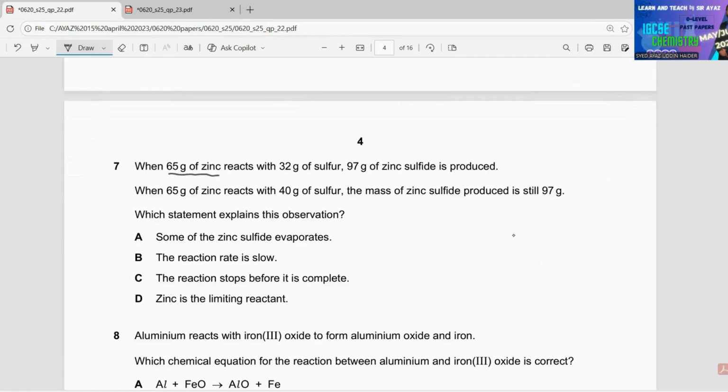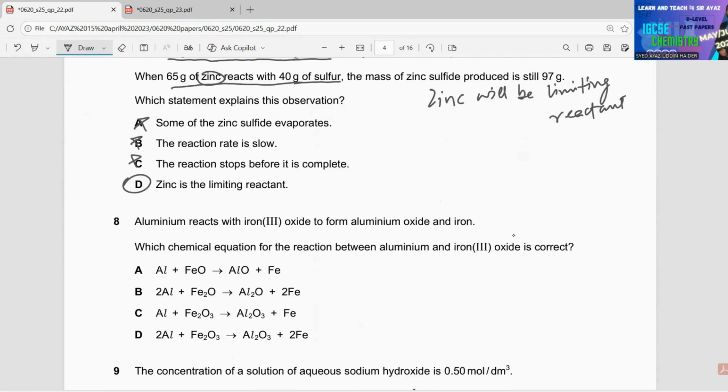Now, if you look at this information, that is the mass of reacting zinc and sulfur. In the second case, they have increased the mass of sulfur, which makes zinc the limiting reactant. So zinc will be the limiting reactant here. So automatically D must be the right response in this case. All the other choices are incorrect.